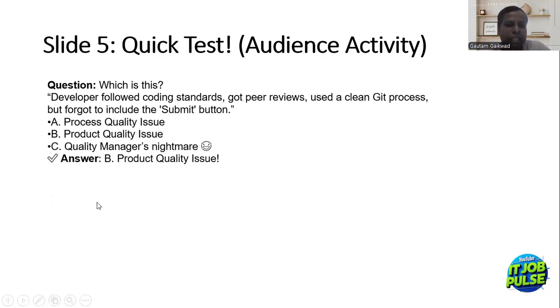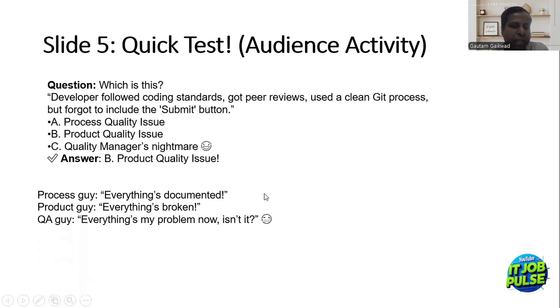The correct answer is a product quality issue, because the developer followed every process, but he did not include the submit button. Now, process guy: everything is documented. Product guy: everything is broken. QA guy: everything is my problem now, isn't it? So again, it's a balance. It's not only about process, or only about the product. It's ultimately all together. We are trying to build something.